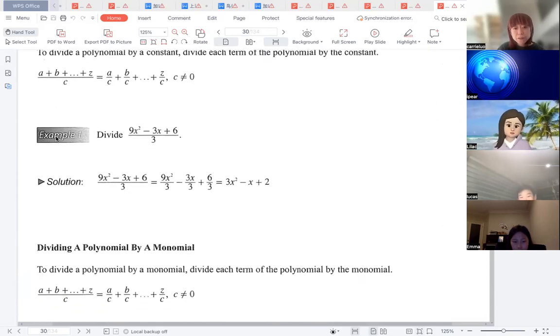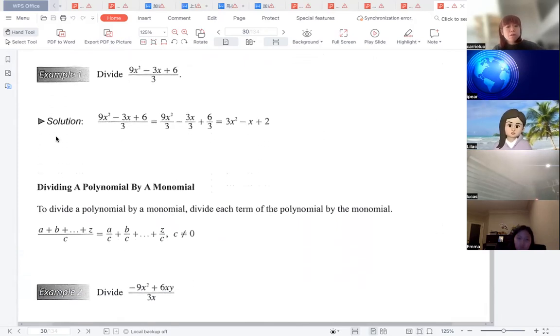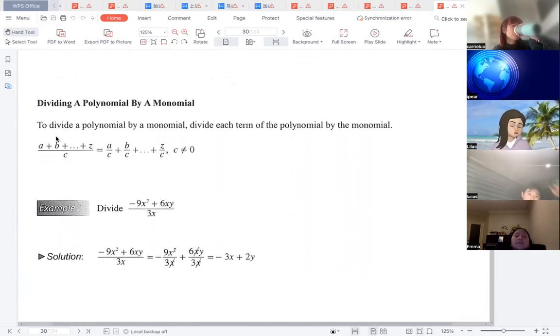Okay, so dividing is the same thing. You have to divide each of them. Variable divided by variable, number divided by number.